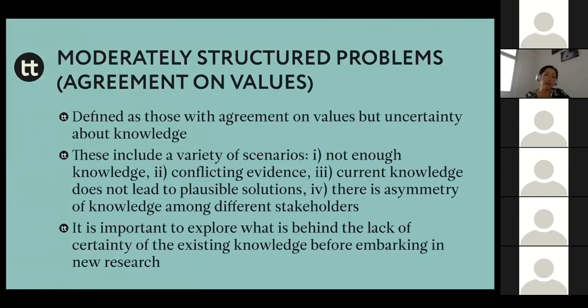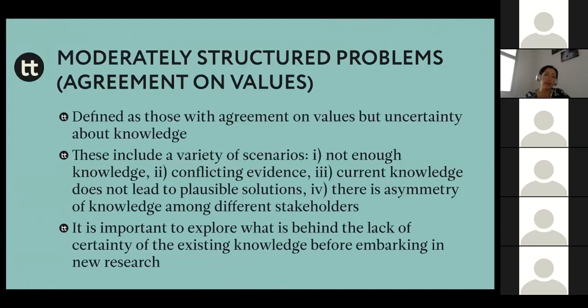Now we're going to look at two other types of problems, the ones that are on the other side of the square. And here we're going to start with those problems where we have agreement on values, but we have not enough certainty about the knowledge and what is happening in that problem. So here we can think about different types of scenarios that may be included in these types of problems.